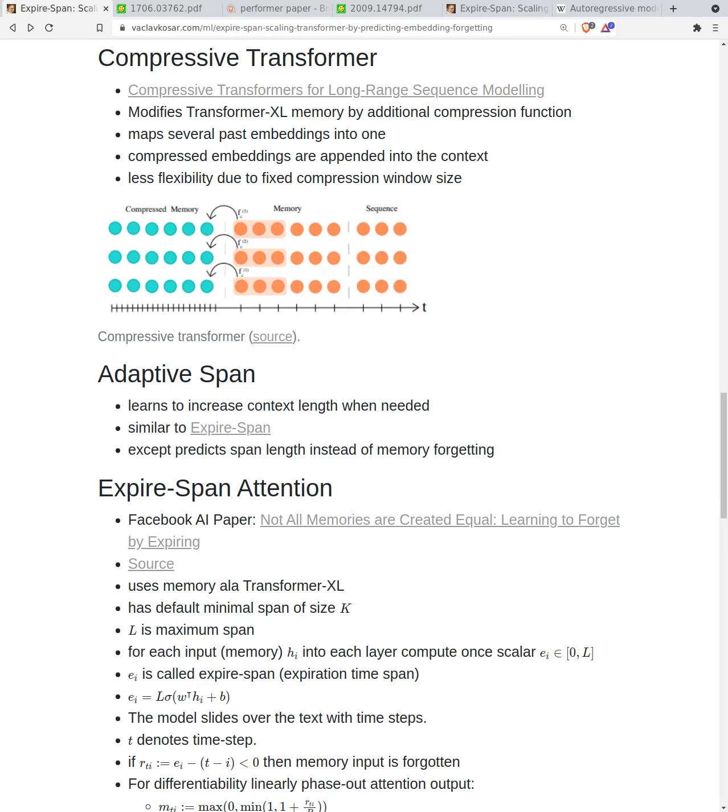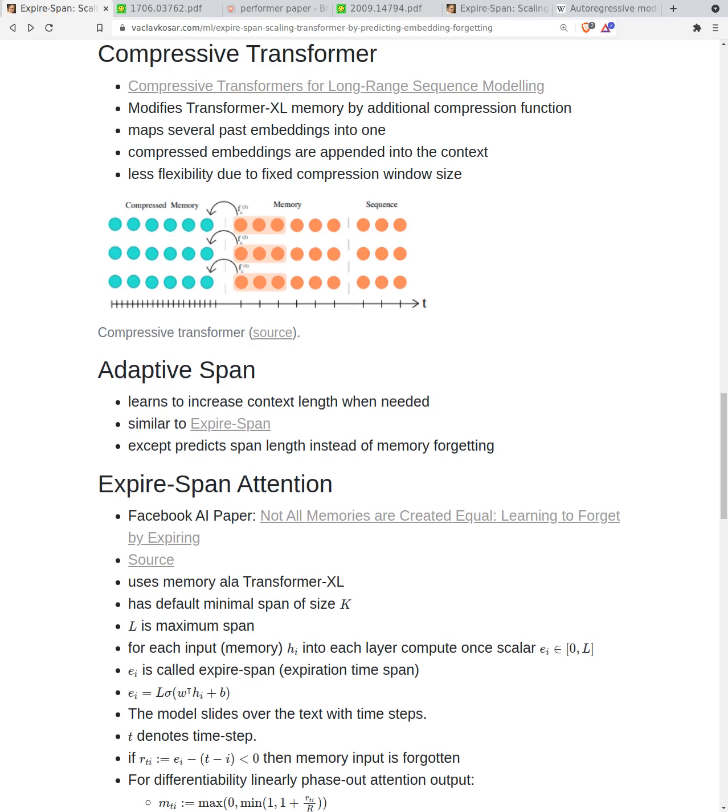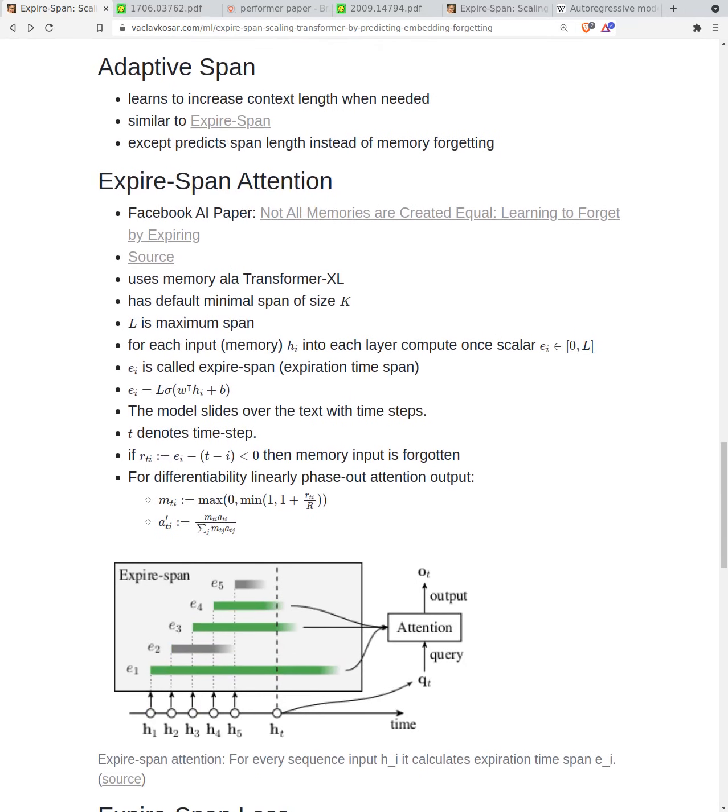There's a flexibility issue: you can only map a fixed amount of tokens, since this compression window is fixed size, so only three tokens will become one. There's maybe a lack of weighting, what should I compress more, what less, and also because compressed memory is still fixed size. Then there's adaptive span, which is a model which adaptively increases context length as needed.